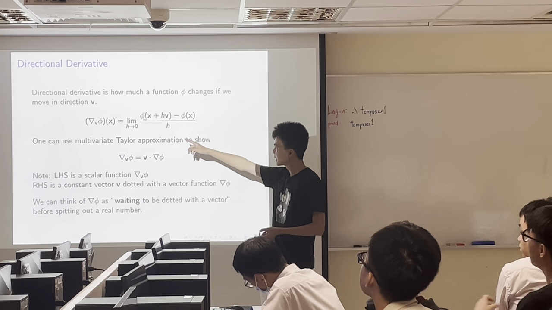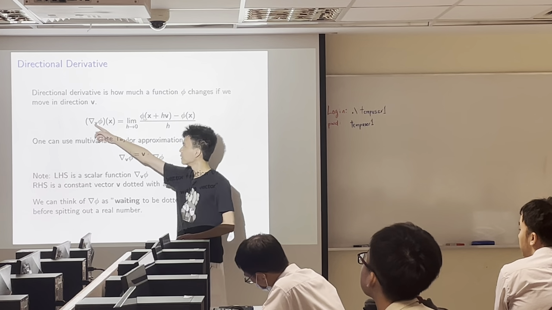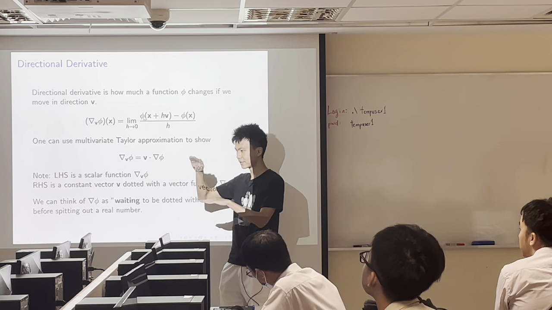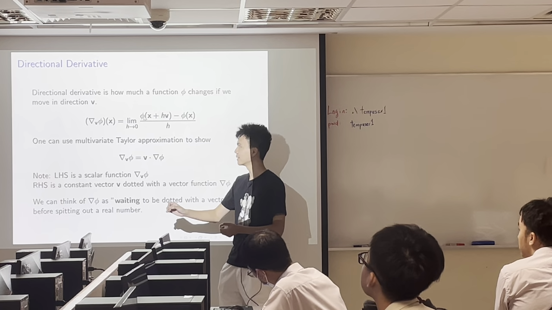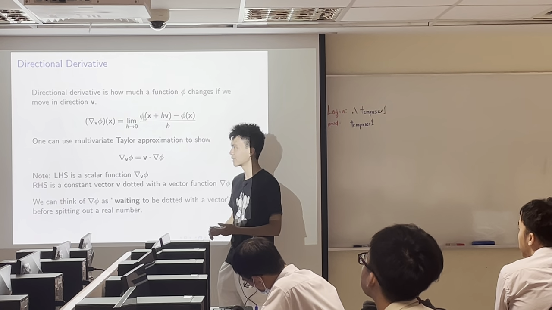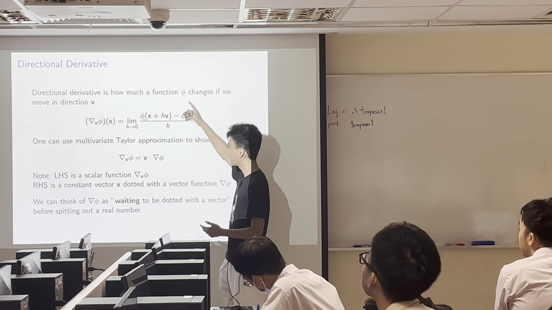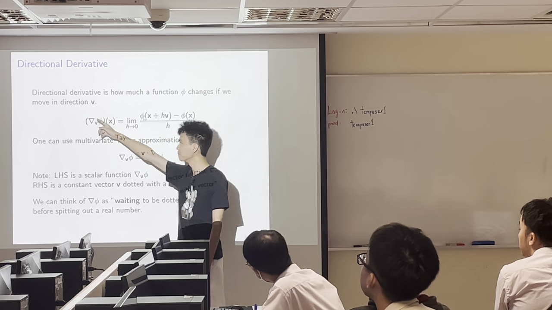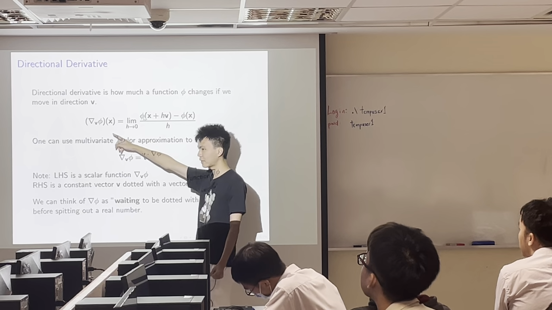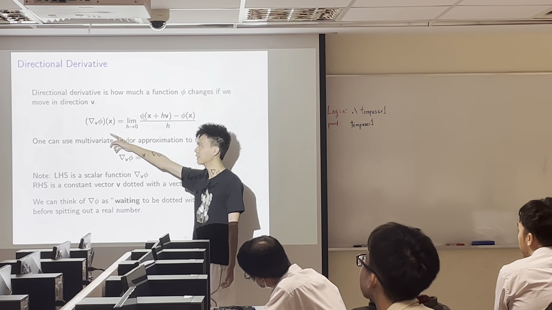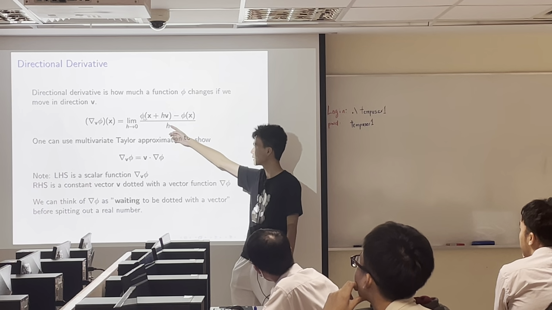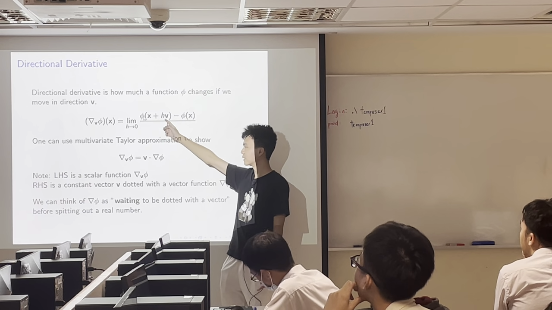And the directional derivative, grad_v of phi, would be how much the height of the hill increases if I step in that direction. Okay, so this is another operation you can do with a scalar function phi, but it requires an additional input v. And so the definition for the directional derivative is just this thing, right? This looks like your single-variable derivative, but just that the inputs are vectors.